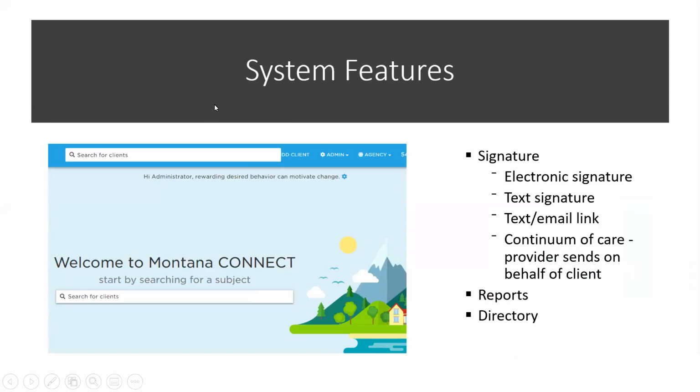So one thing I want to talk about is just some of our system features that have made it pretty popular and pretty user-friendly for providers and public alike. We do have some unique signature options for clients or patients to sign off on a release of information in order to have a referral sent over. So we have electronic signature option, text message signature option, a link option, and then there's also a continuum of care provider option as well.